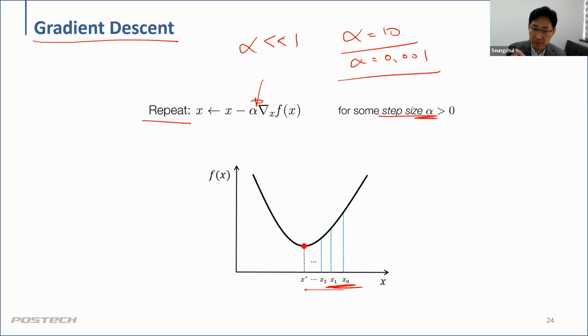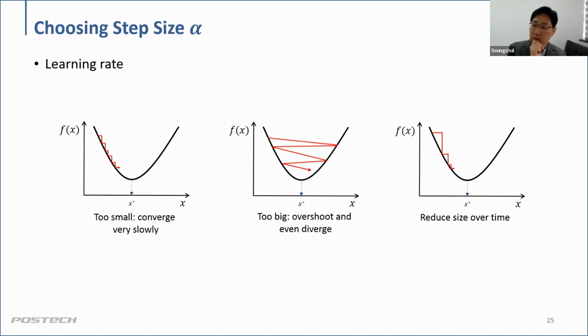Alpha is the step size in gradient descent, and it really affects the converging process. Probably this will give us a better idea of how to choose the step size alpha. And this one, don't worry about it, I will explain it in a minute.